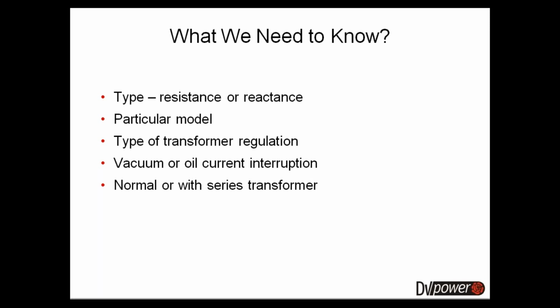So what sort of information should the operator performing the test know in order to analyze the results properly? Well, they need to know first what they are exactly testing. They need to know whether their tap changer uses resistors or reactors to perform the transition. They need to know the exact model of the tap changer because it helps us compare with our database, and the type of transformer regulation.